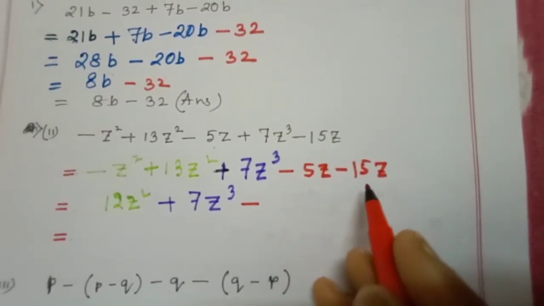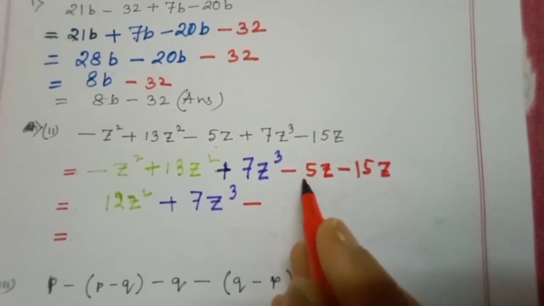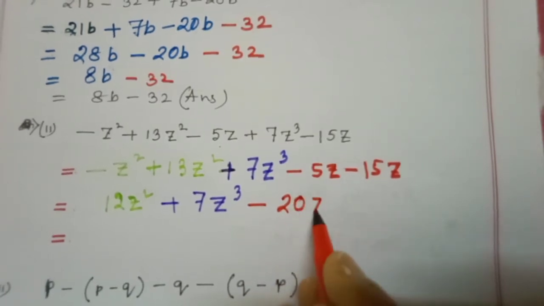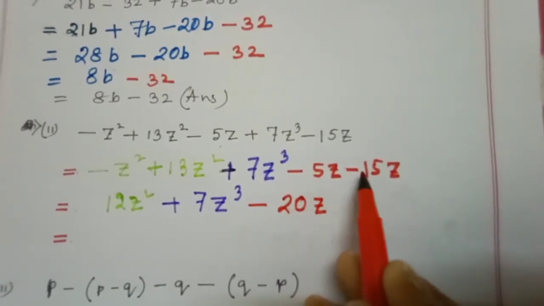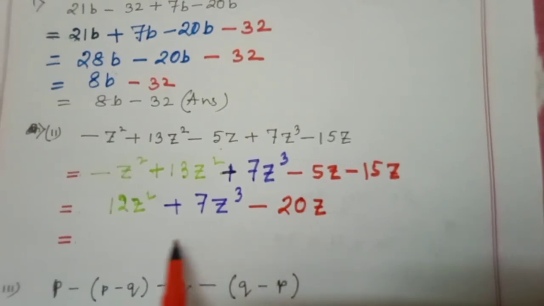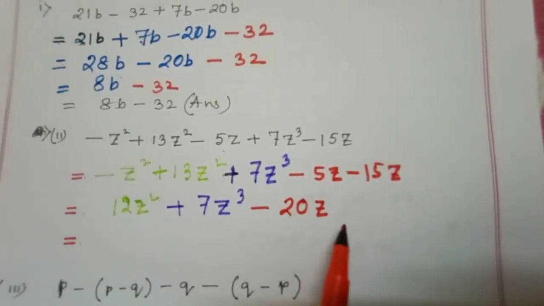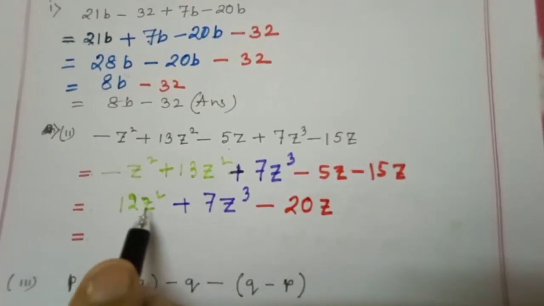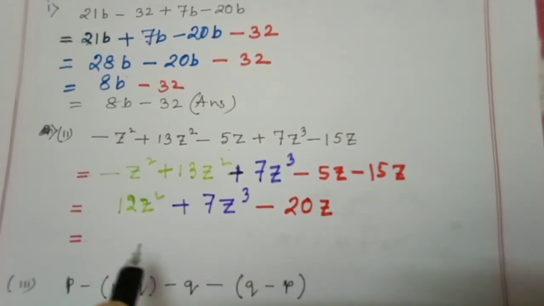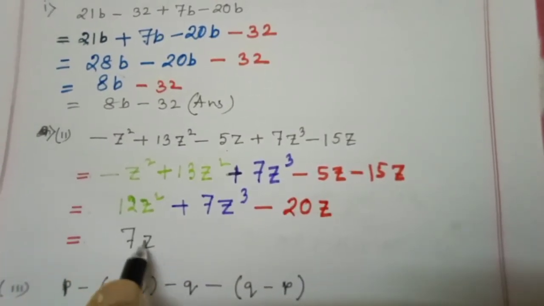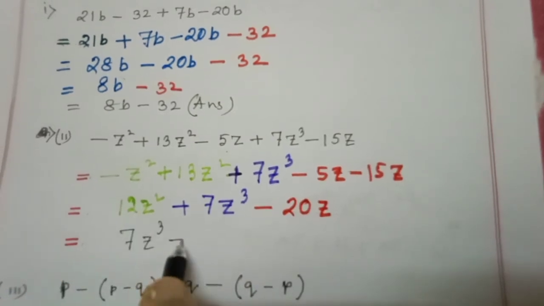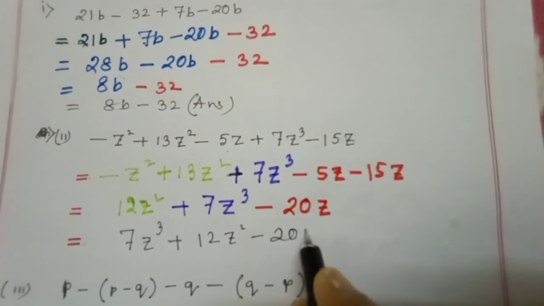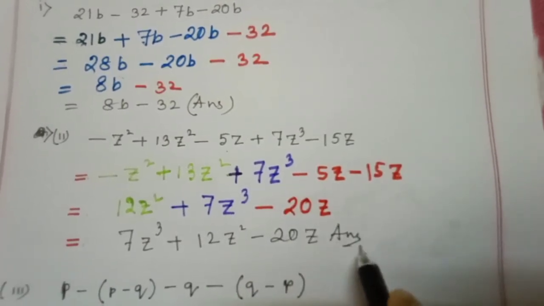Both are the same sign, so the same sign you have to add. You know that it is 20z, because same signs you have to add and the available sign will come in front. Now what is the answer you are getting here? See, the answer is according to decreasing order. I will write the power. What is decreasing? 7z cube. It is the maximum power of z. Next, plus 12z square minus 20z. This is your answer.